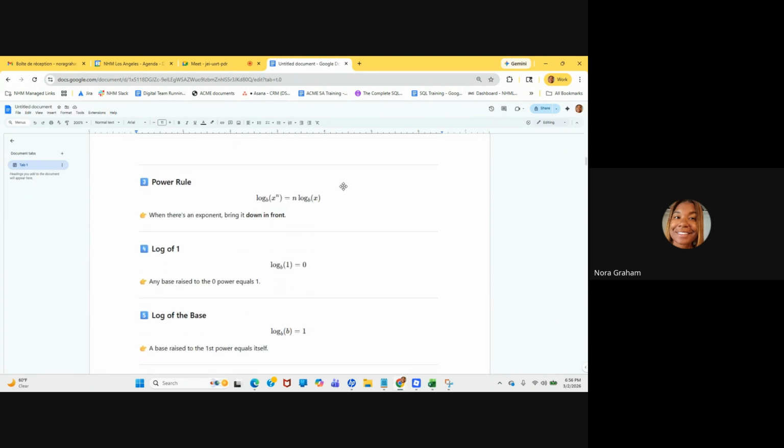Also, our power rule right here. In this case, you can rewrite your logarithms like this. I always like to think of it like you're taking this n, the exponent, and putting it in front of your log, because we're allowed to do that. And then the rest just comes along with it.